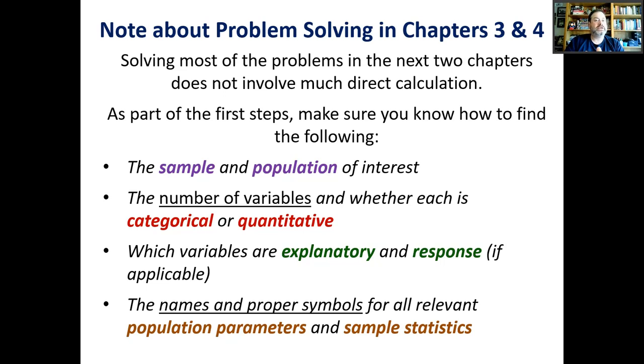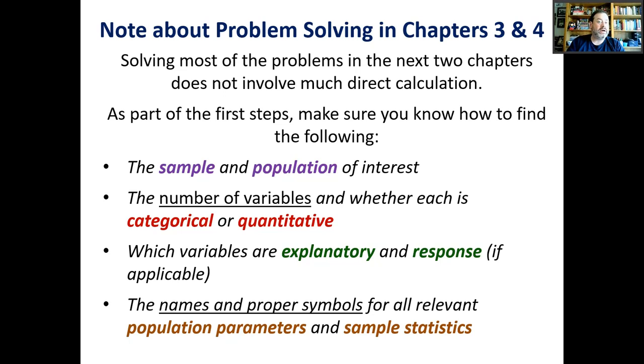And here's another note that you want to keep in mind moving forward. Solving most of the problems in the next two chapters does not involve much direct calculation. Essentially, the hardest direct calculation you have to do in the next two chapters, so we're talking about the next month and a half or 2 months of the class, is really just adding or multiplying a couple of numbers together for each problem. As part of the first steps, make sure you know how to find the following. So this is part of the breaking down process. Find the sample and find the population of interest.